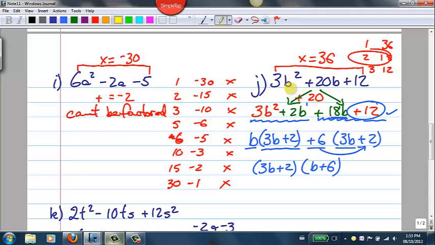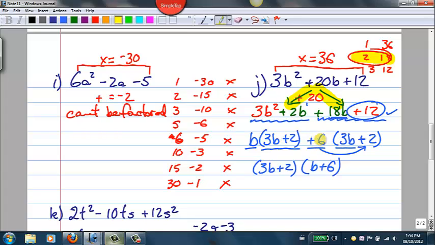In J, 3b squared plus 20b plus 12, we're looking at two numbers that multiply to give 36, add to give 20, positive, so 1 and 36, 2 and 18, 3 and 12. These guys add to 20. So I use that to break up the middle term. So I get 3b squared plus 2b plus 18b plus 12. I factor by grouping. So I look at what's the greatest common factor in the first two, which is just the b. That leaves me with 3b plus 2. b times 3b is 3b squared. b times 2 is 2b.